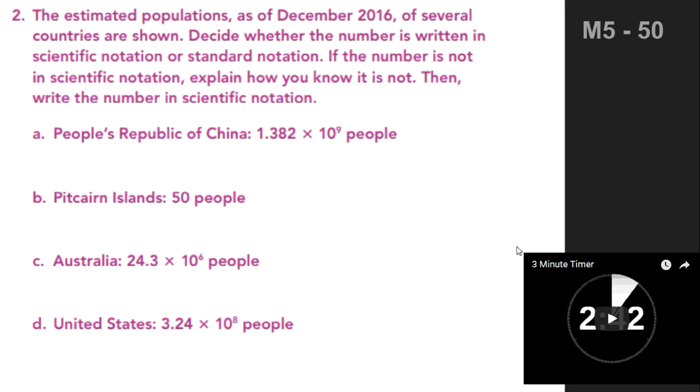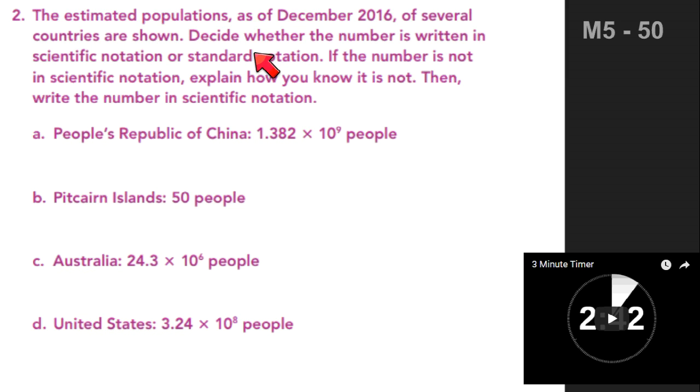So here's the next step, and you're going to get time to work on this on your own. Let's look at the directions first before we start so you understand what they're saying, and then you're going to have a lot of time to work. As I read through this, as we did before, we're all a family, we're all a team, we work at this together. When I stop, everybody's reading, so everybody's following along. Number 2, it says, the estimated as of December 2016 of countries are shown. Decide whether the is written in scientific or standard.